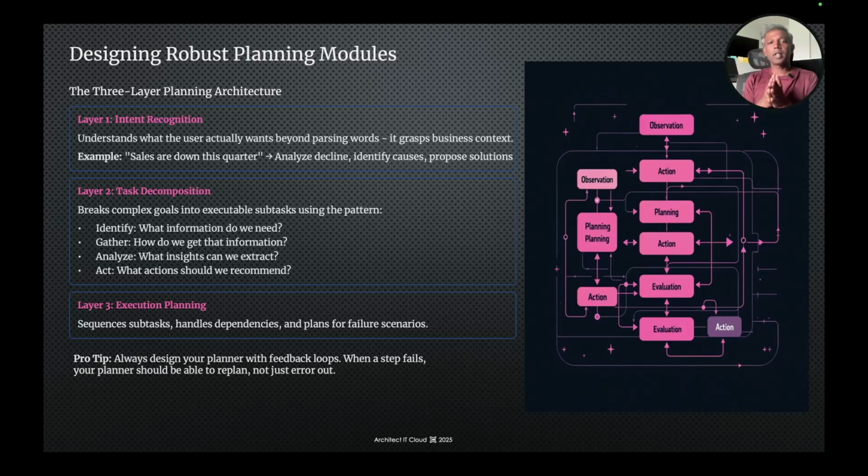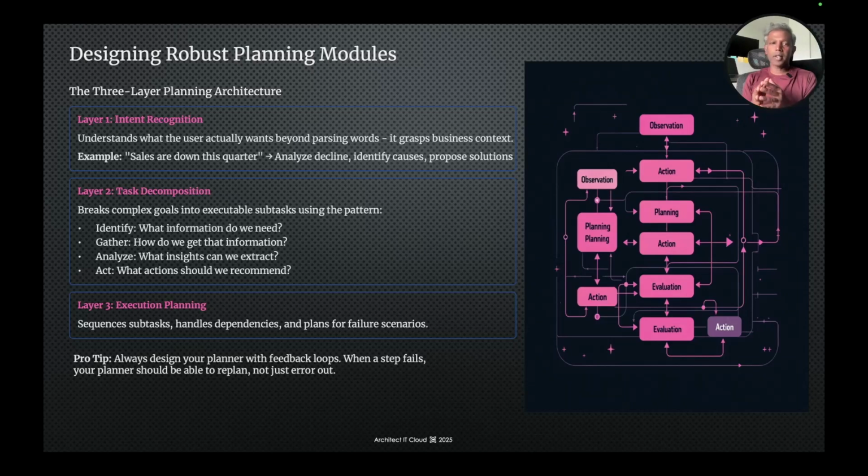For example, the sales team wants to know why the sales are down for this particular quarter, right? When the question is asked to the agent in this format, it should not just give the answer in one line or a couple of words. It has to analyze the decline reason, identify the causes for the sales decline, and also give the solution for how to address this problem. That is the intent recognition layer of your planning modules.